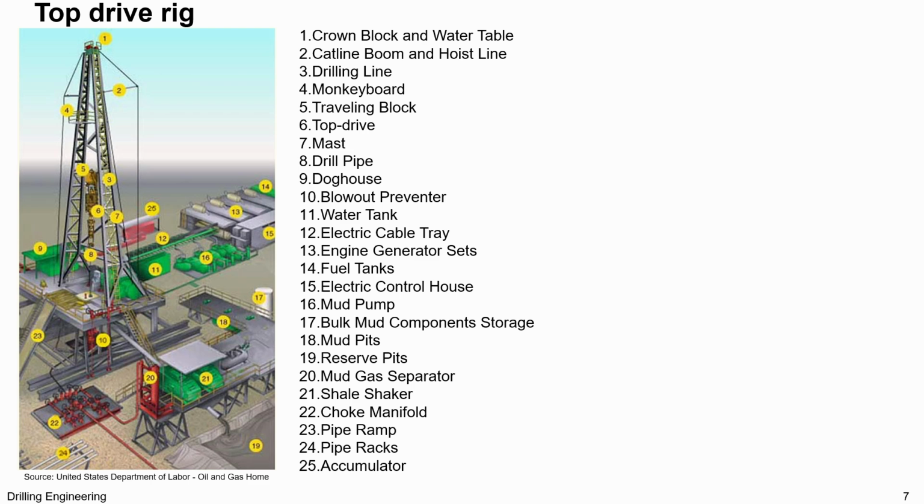The top drive rig is a more modern version of the rotary drilling rig. Instead of relying on a Kelly and rotary table to rotate the drill string, the top drive rotates the string directly from the top. This gives greater efficiency, better control, and often safer pipe handling. The slide shows components such as the top drive, mast, mud system, choke manifold, pipe racks, and accumulator. In practice, top drive rigs are widely used today because they improve drilling performance and operational flexibility.